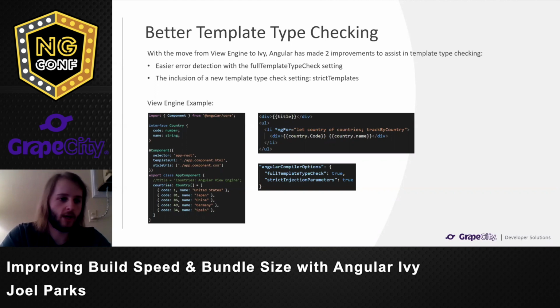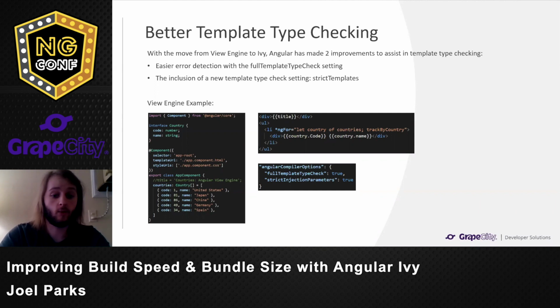So the following component here will display a list of countries for us. As you can see here in the first screenshot, it's our component.typescript file. We have a list of countries here. We also have a title that is currently commented out. Inside of our HTML, you can see that we are trying to call the title, and we also are using the incorrect variable name for the country.code property. As you can see, the C is capitalized instead of lowercase. Now we're also setting the full template type check, which you can do inside of the tsconfig.json file.